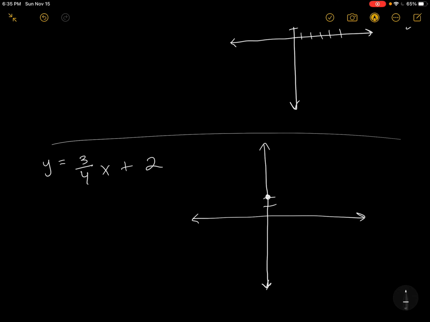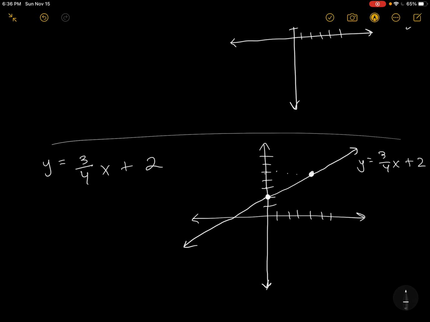Okay, so our y-intercept is 2. And then from here, I would go up 3, 1, 2, 3, to the right 4, 1, 2, 3, 4. And there we go, graph my line. Right, this line is 3/4 x plus 2.